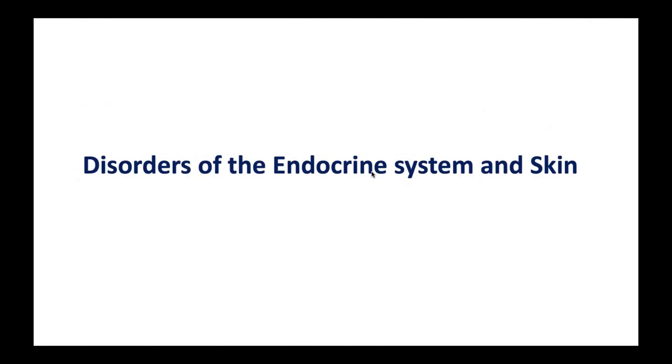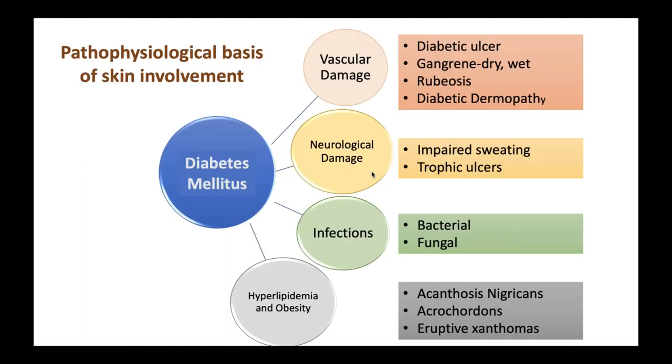First we'll be discussing disorders of the endocrine system and their cutaneous manifestations. Most important amongst these is probably diabetes mellitus, because it has several cutaneous manifestations, and these can be classified based on the underlying pathophysiology. Vascular damage underlies the diabetic ulcer, gangrene, which can be dry or wet, rubeosis, and diabetic dermopathy. Neurological damage underlies impaired sweating and trophic ulcers. And as we all know, diabetics have an increased risk of developing infections, which can be bacterial or fungal.